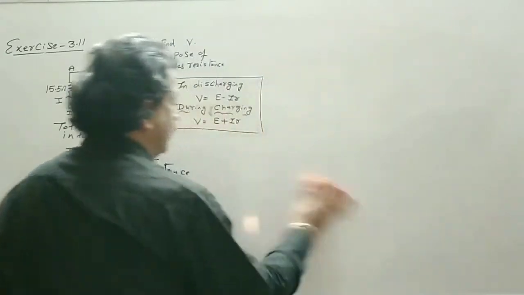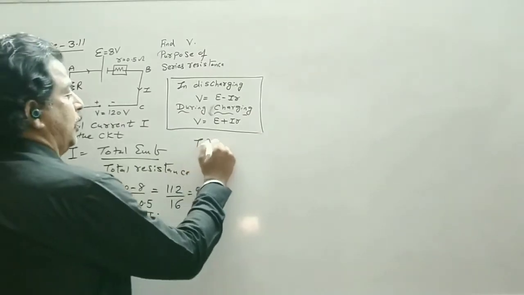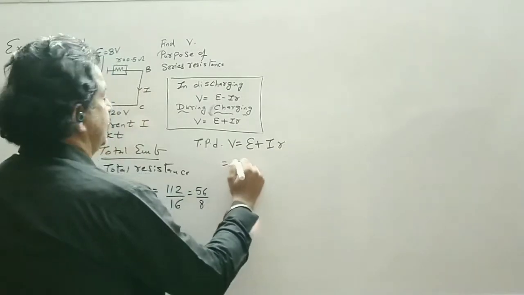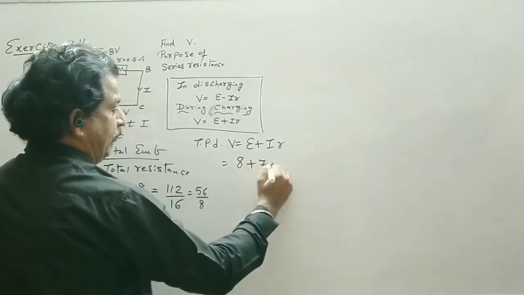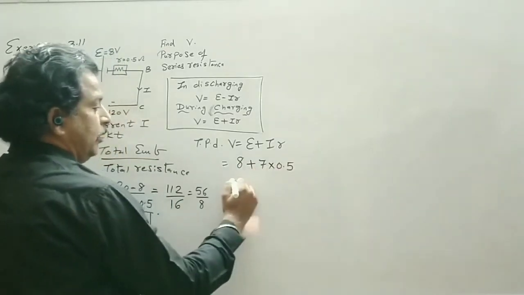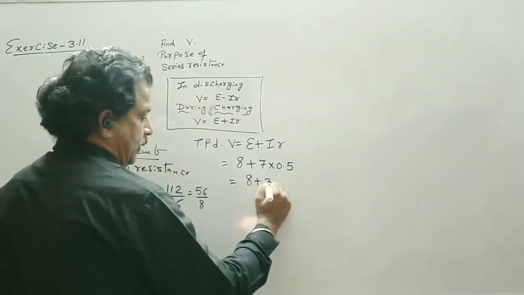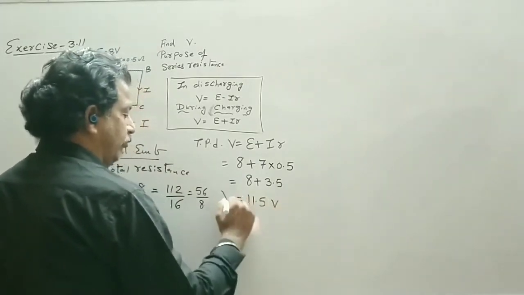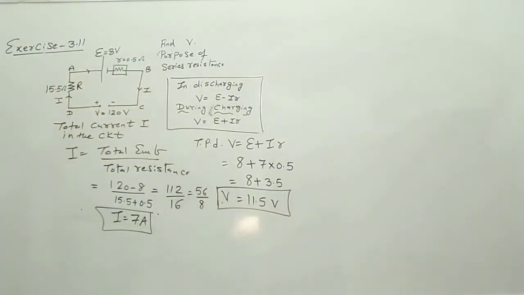Now the direct formula, during the charging, V is equal to this. So the terminal potential difference V is equal to E plus Ir, that is V is 8 plus I is 7 and r is 0.5. So this is equal to 8 plus 3.5, which is 11.5 volt. So here the terminal potential difference of the battery is 11.5 volt.